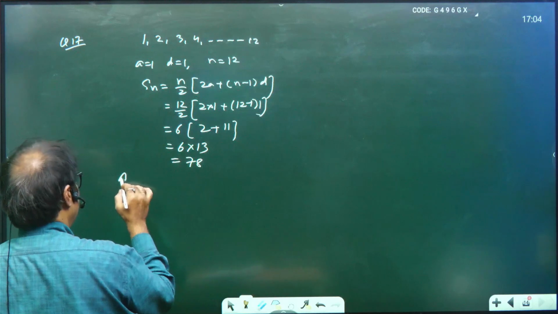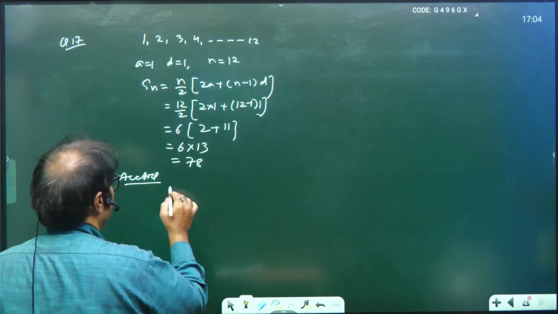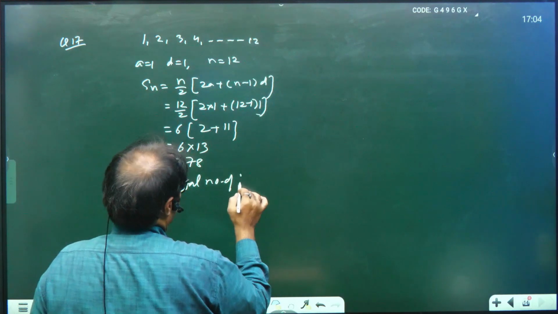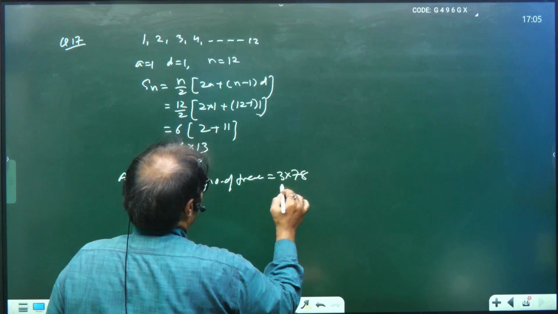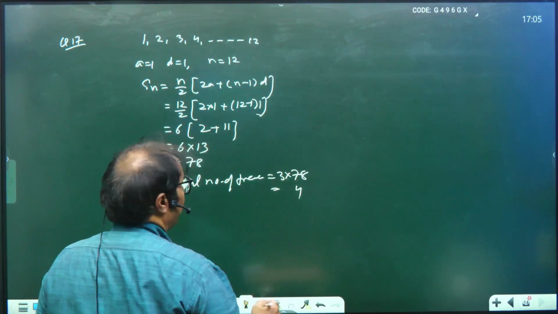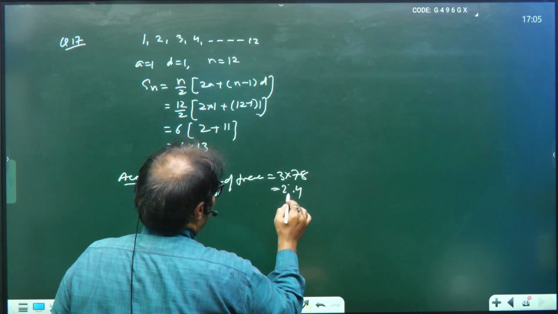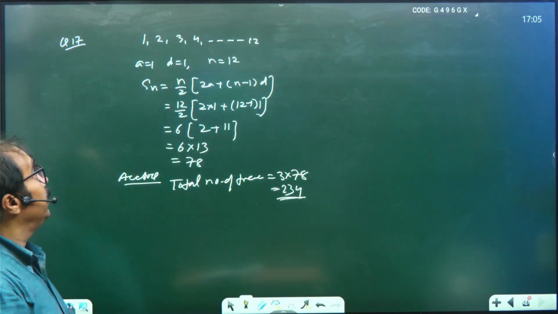And now according to the question, every class has three sections. So the total number of trees is equal to 3 into 78. So 3 eights are 24, and 21 and 2 is 23. So a total of 234 trees will be planted, right?